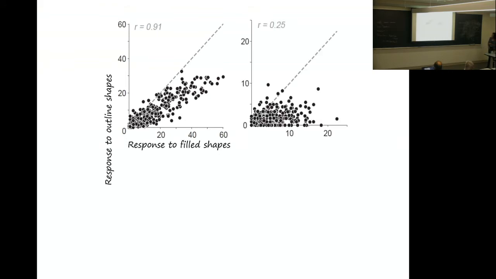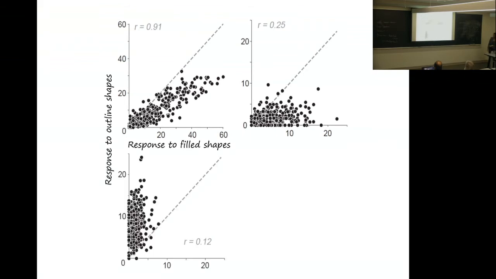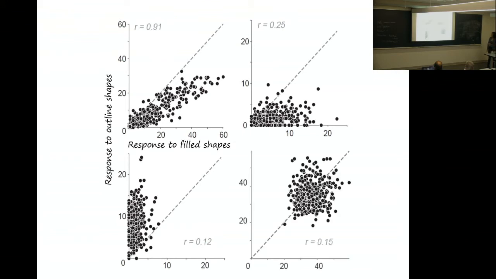Again, this is also a shape-selective neuron, but responds only strongly to filled shapes. When you look at the responses to the outlines, it is not shape-selective. The dynamic range of the response is weak, and there is no clear correlation. This is another example neuron that responds with a nice dynamic range for outlines, not so much for filled stimuli. And a last group of neurons responds to both sets of stimuli, but there really isn't any correlation to speak of.